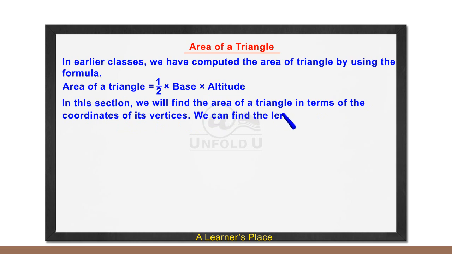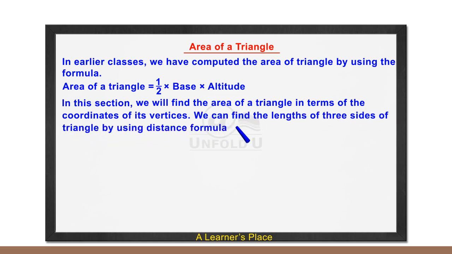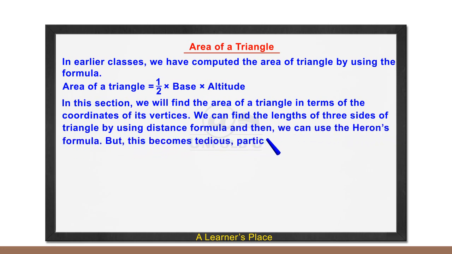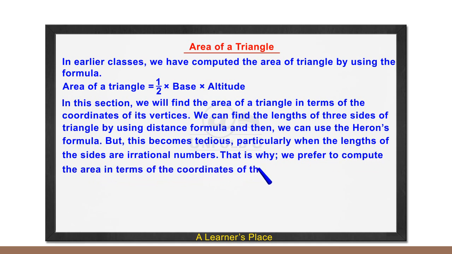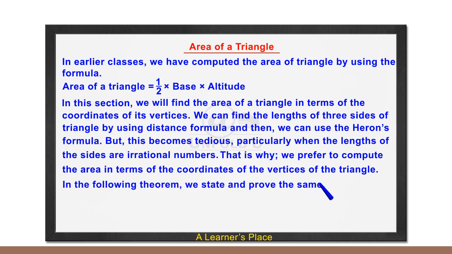We can find the lengths of the three sides of the triangle by using the distance formula, and then we can use Heron's formula. But this becomes tedious, particularly when the lengths of the sides are irrational numbers. That is why we prefer to compute the area in terms of the coordinates of the vertices of the triangle. In the following theorem, we state and prove the same.